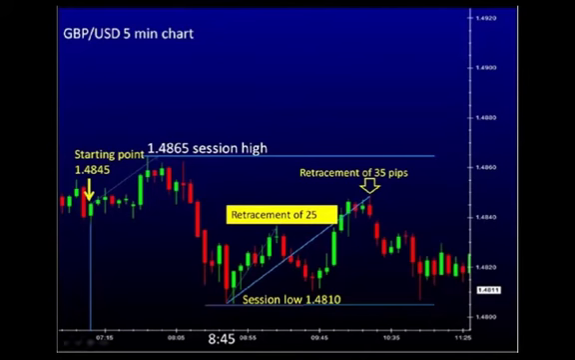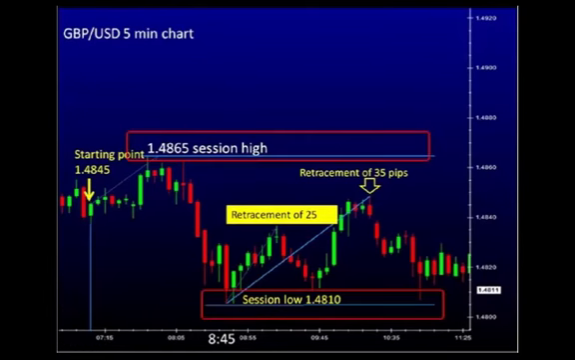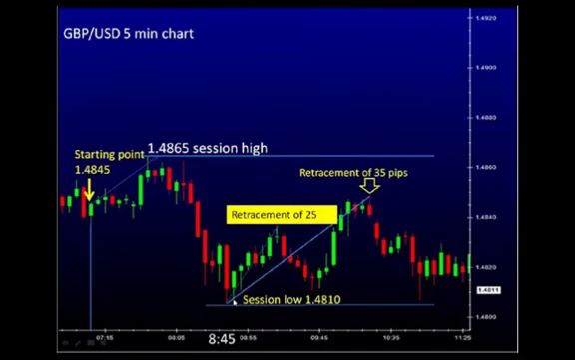And now take a look at the price as the price moves lower to 148.10 just before 9 o'clock in the morning. So now we have two reference points. One happens to be 148.65 and the other happens to be 148.10, which is our support level.